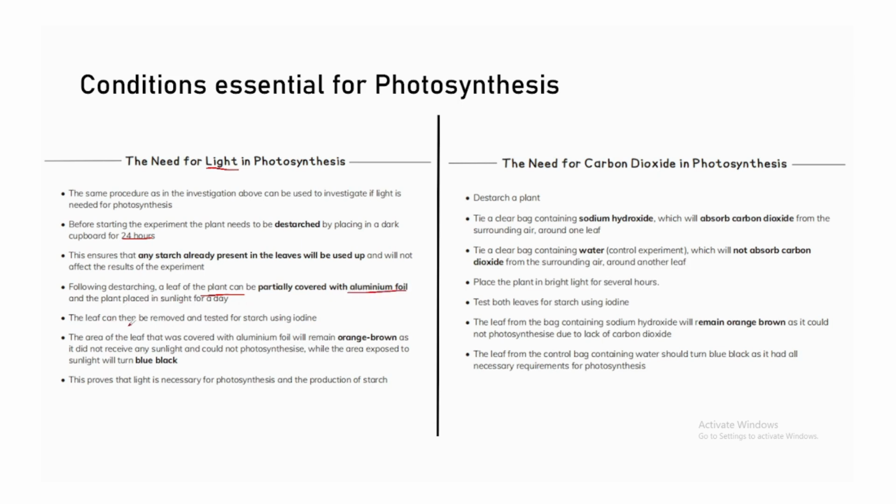The leaf can then be removed and tested for starch using iodine. The area of the leaf that was covered with aluminum foil will remain orange brown as it did not receive any sunlight and could not photosynthesize, while the area exposed to the sunlight will turn blue black, which is a positive test for the presence of starch. This proves that light is necessary for photosynthesis and the production of starch.